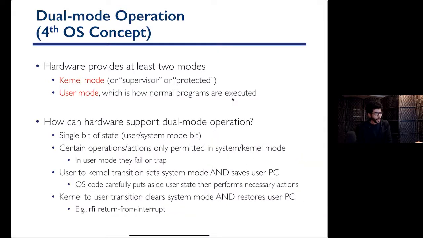Now, any code that you run in kernel mode is considered to be kernel code, and any code that you run in user mode is considered to be user code. The basic way that hardware can support dual mode operation is to just provide a single bit somewhere in the hardware. Setting it to 0 indicates that we are in user mode, and setting it to 1 indicates that we're in kernel mode.